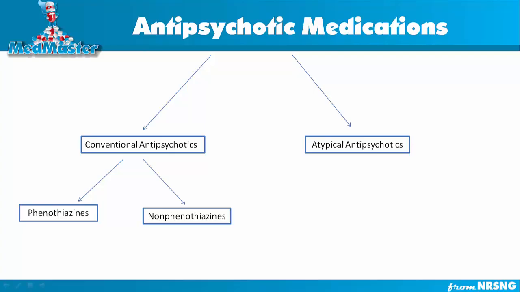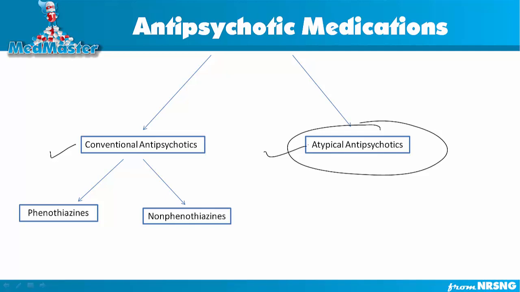So in this video, we're going to talk about the antipsychotic medication. Specifically, we're going to talk about the atypical antipsychotic. But let's take a look at how many classes we have for antipsychotic medications: conventional and atypical antipsychotic. Conventional antipsychotics are old drugs. They were researched and invented quite a few years ago, while atypical antipsychotics are newer drugs to treat the psychosis.